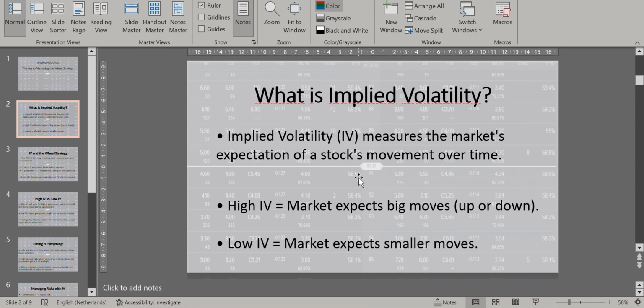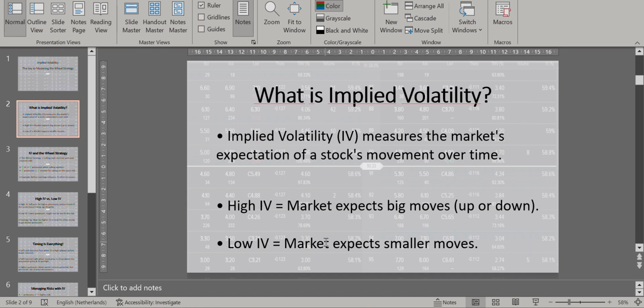Because the implied volatility can measure the expectation of the stock movement over time, based on the implied volatility and what the market perceives, you can assume long positions or short positions on options. Of course, when you are trading the wheel, you only sell options, and so you are basically always profiting when volatility is much lower. So you need to be much more careful when you trade the wheel at a time in which implied volatility is high, because as you can see, high volatility, market expects big moves, either up or down, which is not the optimal situation in a market for the wheel.